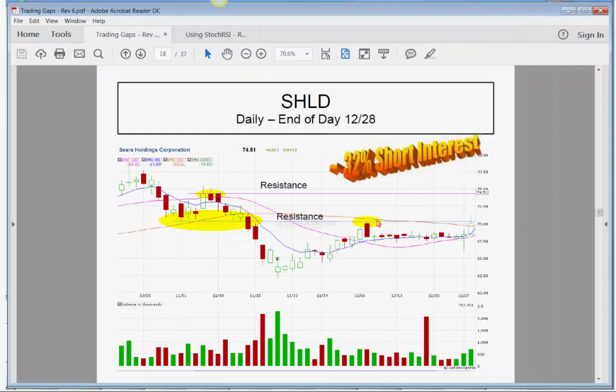That's cool. Okay, so what I'm looking at is my resistance here on SHLD to be a little over 70, and some more resistance right here about 74.50, and then again some ultimate over here 77.5. It has high short interest.